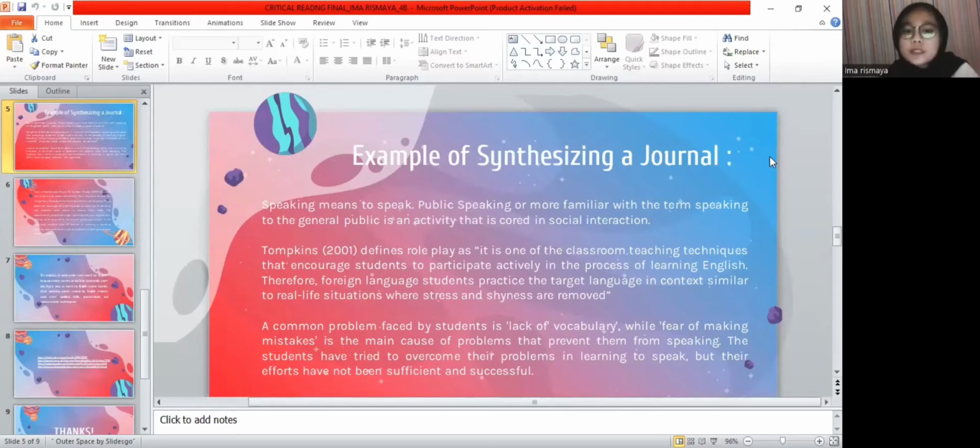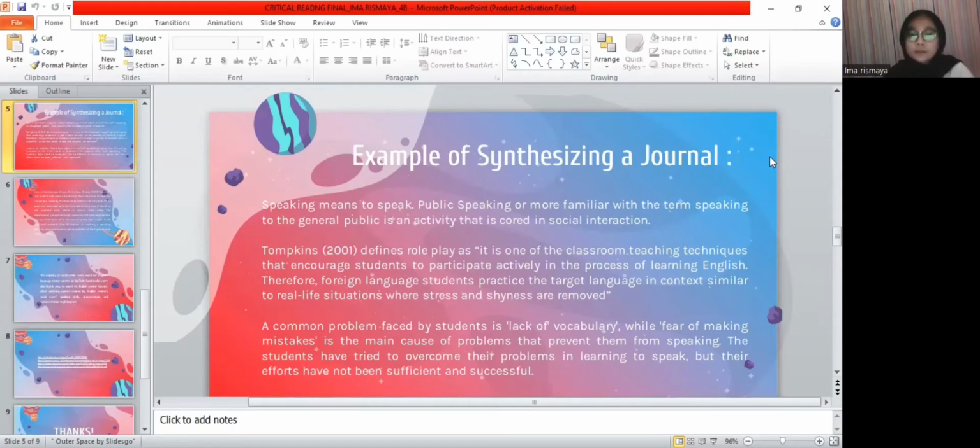So, speaking means to speak. Public speaking, or more familiar with the term speaking to the general public, is an activity that is called in social interaction. Tompkins defines role play as one of the classroom teaching techniques that encourages students to participate actively in the process of learning English. Therefore, foreign language students practice the target language in contexts similar to real-life situations where stress and shyness are removed.